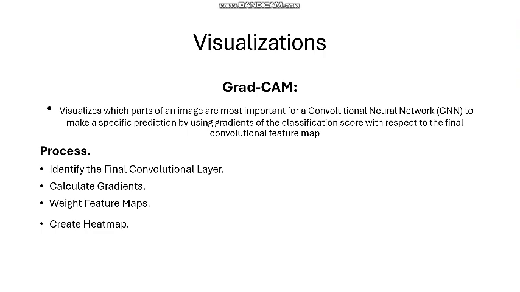The visualization of Grad-CAM is basically a technique that we used when doing the explainable AI. It visualizes which parts of the image are most important for the CNN to make a specific prediction by using gradients of the classification score with respect to the final convolutional feature map. The process when applying Grad-CAM is to identify the final convolutional layer, calculate the gradients, weight feature maps, and create a heat map.